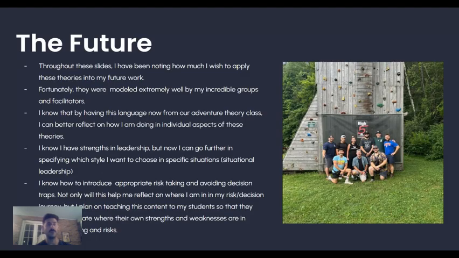I know I have strengths in leadership, but now I can go further in specifying which style I want to choose in specific situations, situational leadership. I know how to introduce appropriate risk taking and avoid decision making traps. Not only will this help me reflect on where I am in my risk decision making journey, but I can plan on teaching this content to my students so that they can also evaluate where they have their own strengths and weaknesses in decision making and risks.